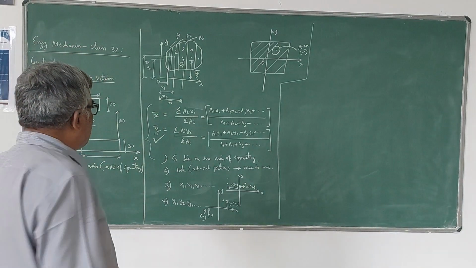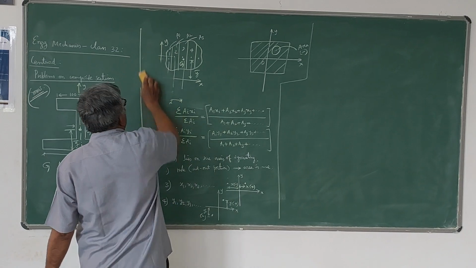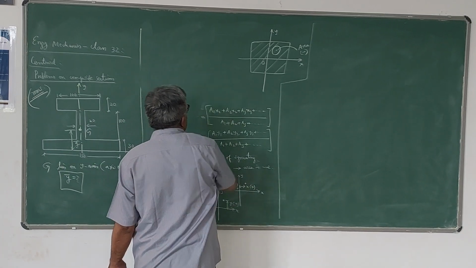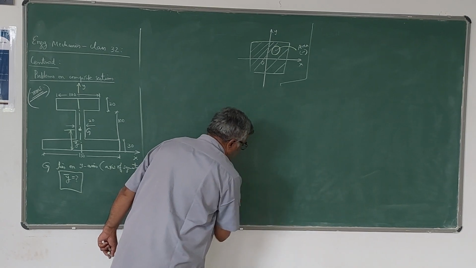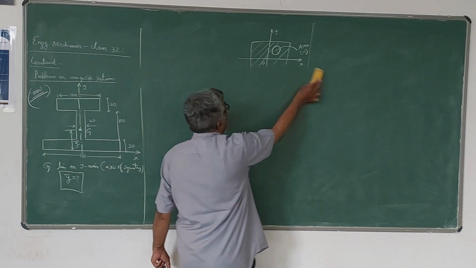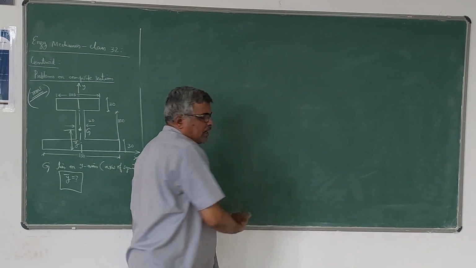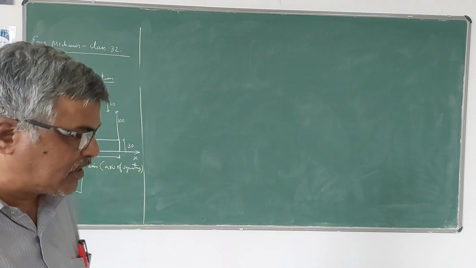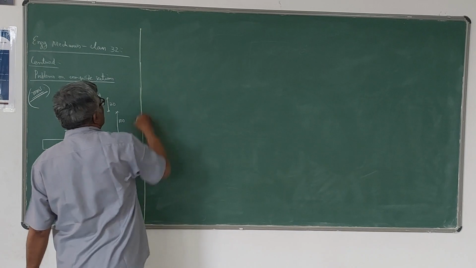So in the form of a table, because it will be easy for you to understand. What I will do here is draw a table where we can write all the areas, x distances, y distances, all those things. Later on we can find out x bar and y bar. Of course here x bar you need not find, only y bar. So the table looks like this.